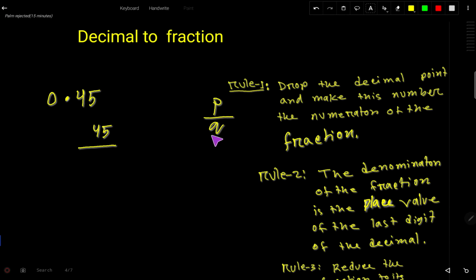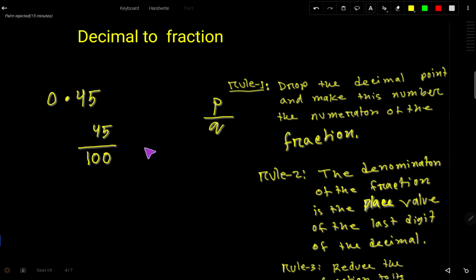Then we need to find out the denominator, right? Look, for denominator, what will you do? For decimal point, you have to consider 1, and for every digit, you have to write 0. For 4, we will write 0. For 5, we will write 0. If you have more numbers here, you have to add more 0s here. So this is the fraction, and in the third step, we have to reduce this fraction. I will show you the reducing process later in this video.